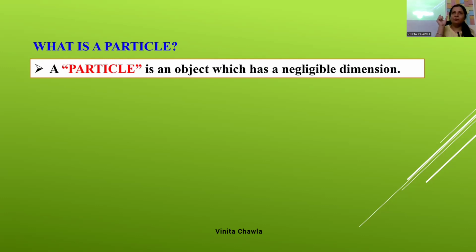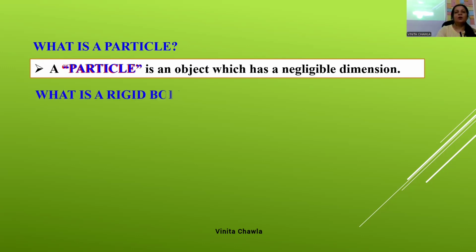Just write the topic, write the term, and only write the keywords. No need to write the complete sentences. Okay. So we assume this object has negligible dimensions. It has no dimensions or negligible dimensions. Okay.